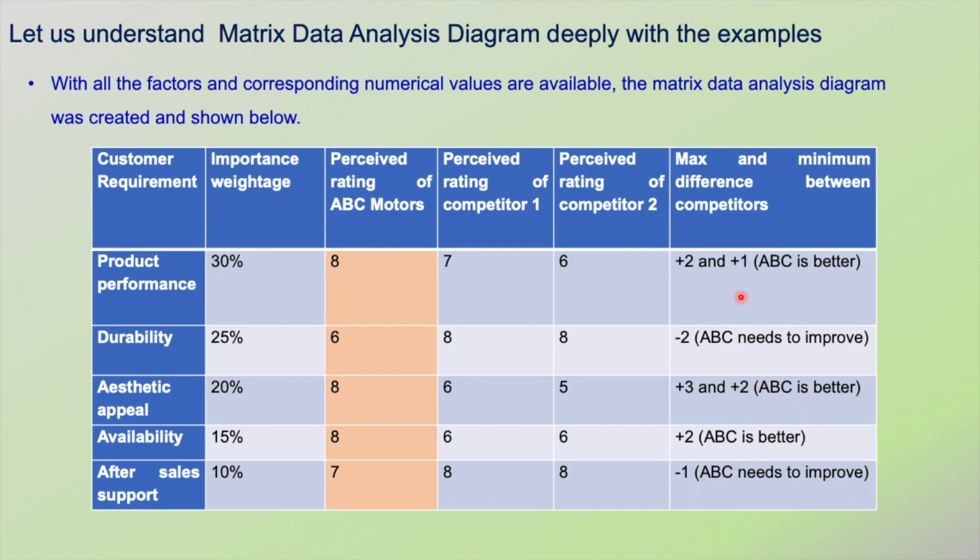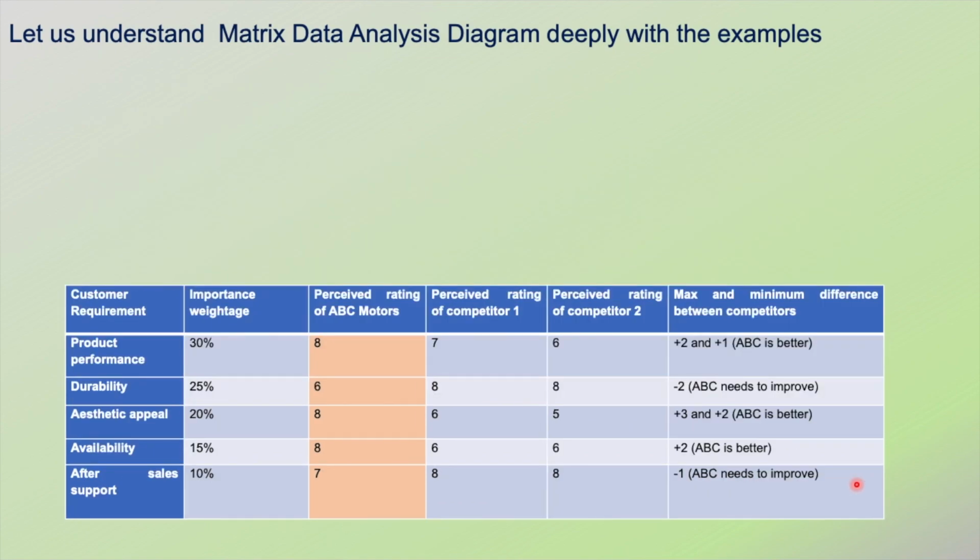So ABC is better in product performance. ABC is better in aesthetic appeal. ABC is better in availability, but ABC needs to improve in durability, and ABC needs to improve in after sales support. So how did the company use this information?